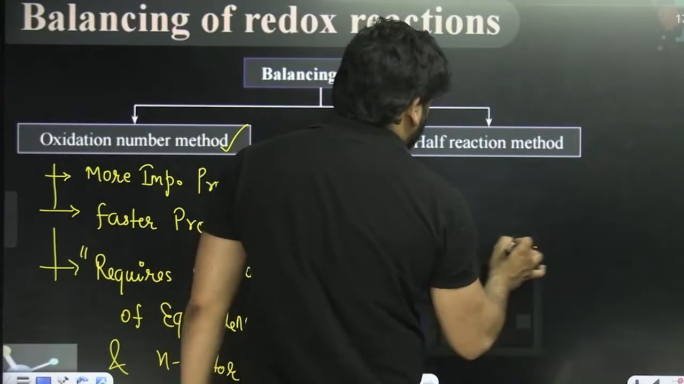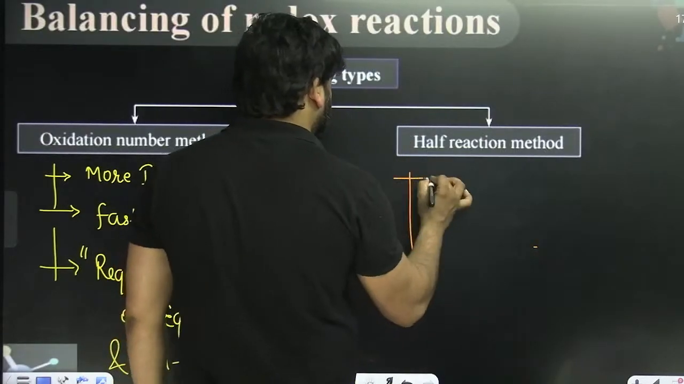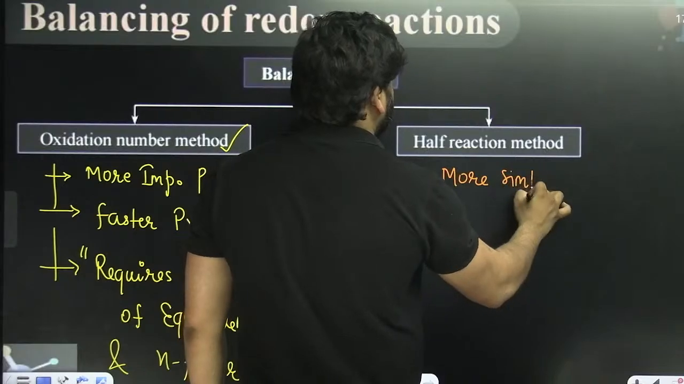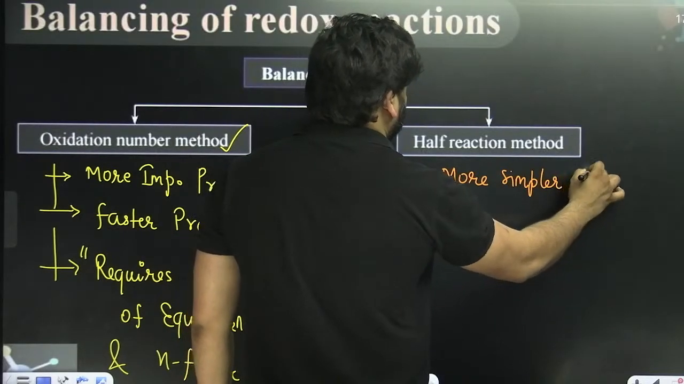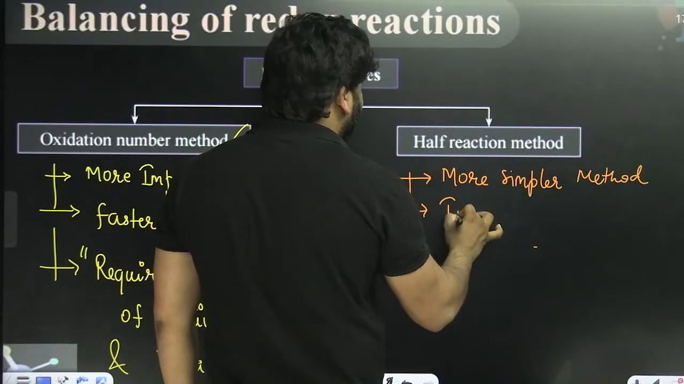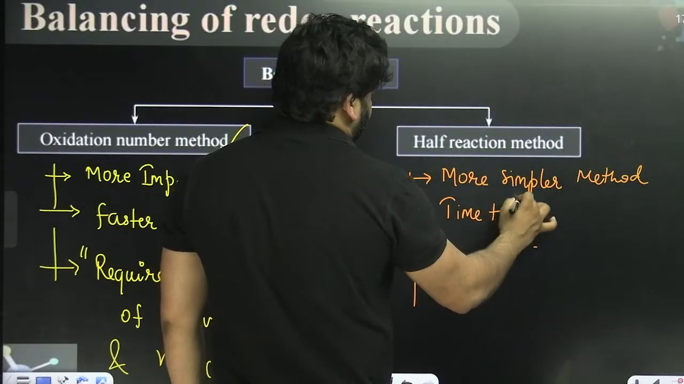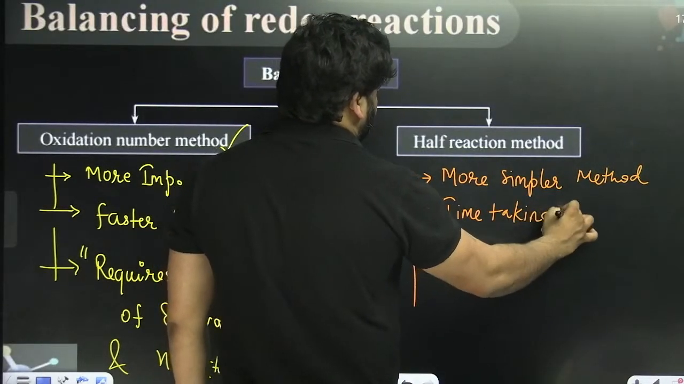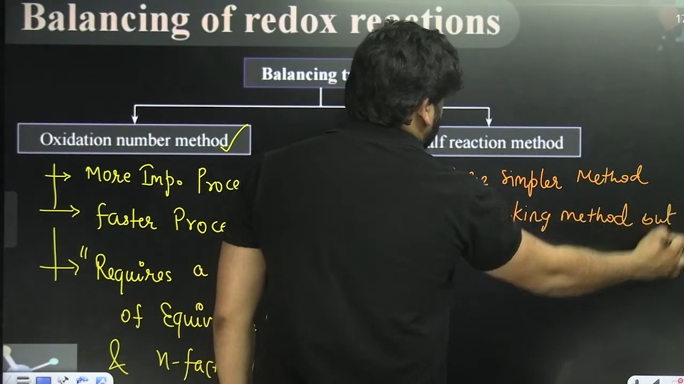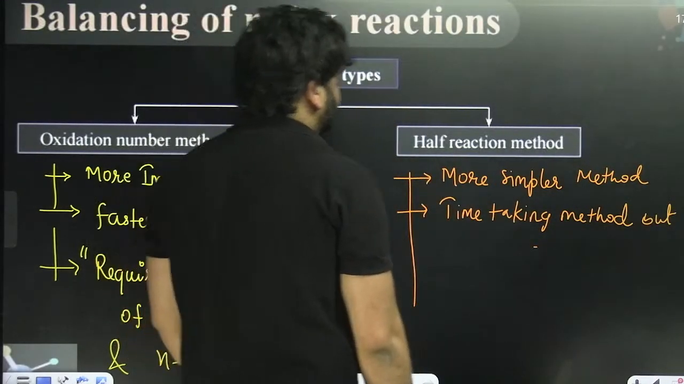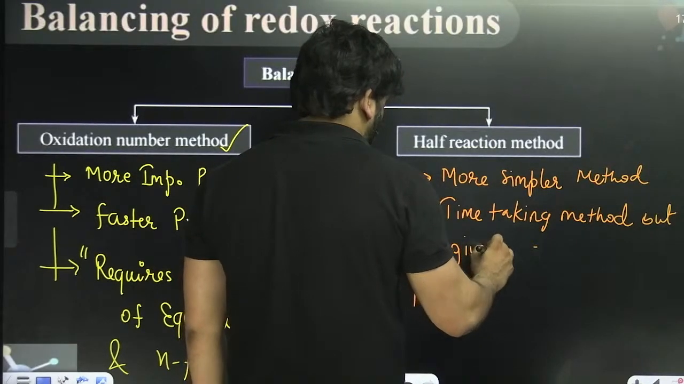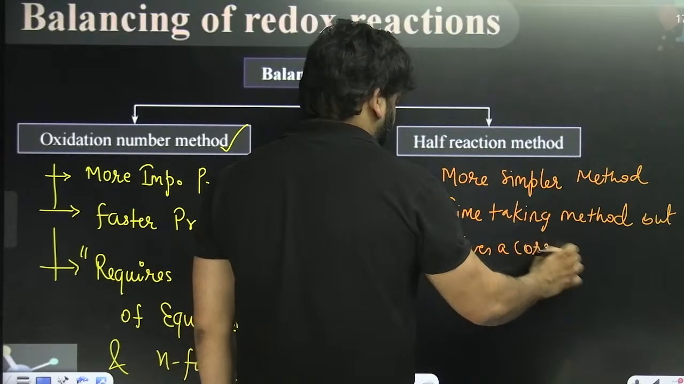Now coming to the half reaction method, it is a simpler method. It's a bit time-taking process, but it gives the correct answer every time.